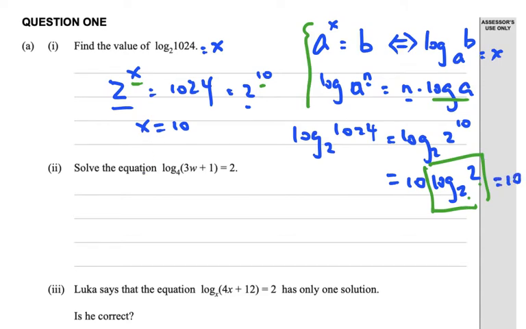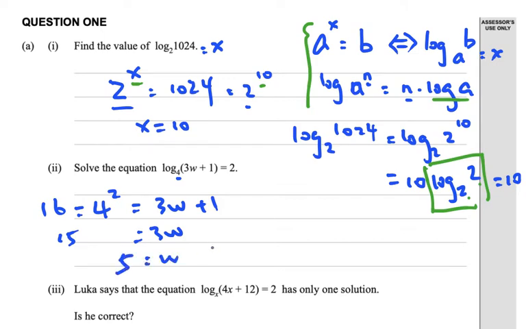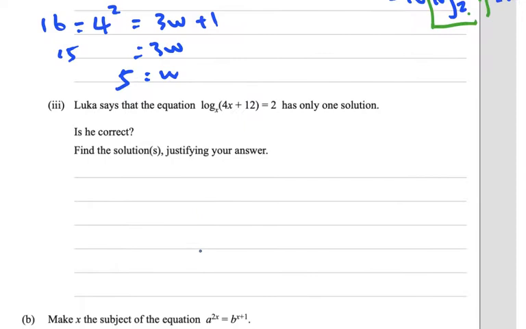Right, second question over here, same story. 4 is the base, so the base raised to the power of 2 equals 3w plus 1, and 4 to the power of 2 is 16. Hence, you just solve the equation. So 15 equals 3w, and w equals 5. Okay, so that's the answer.